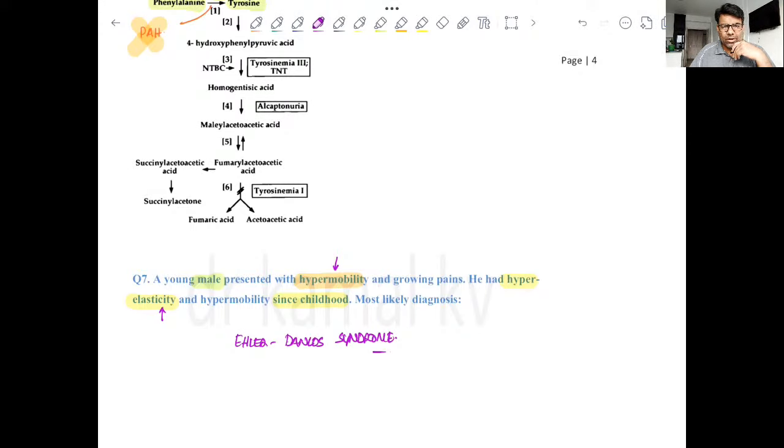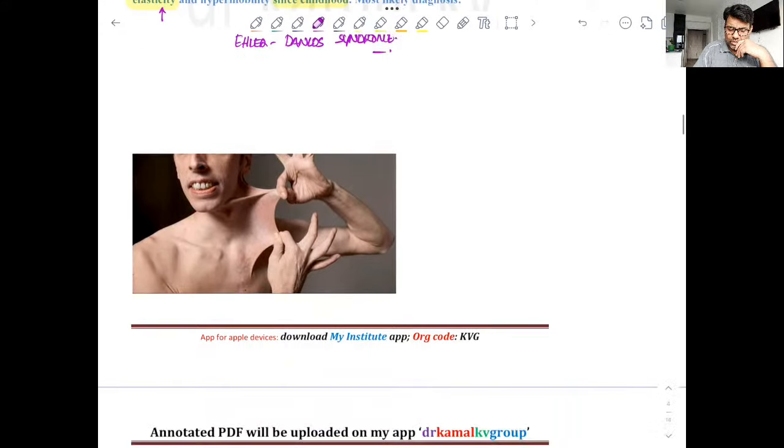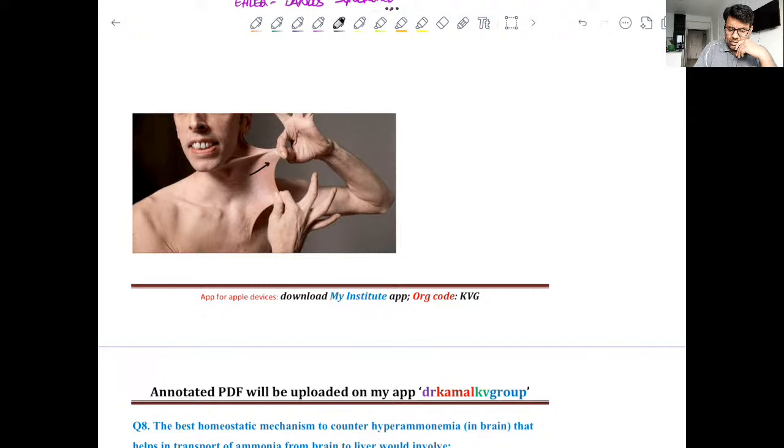Clear? So this is Ehlers-Danlos syndrome, and this is how you can understand what is hyperelasticity. Right? So the patient can stretch the skin like this. So this is Ehlers-Danlos syndrome.